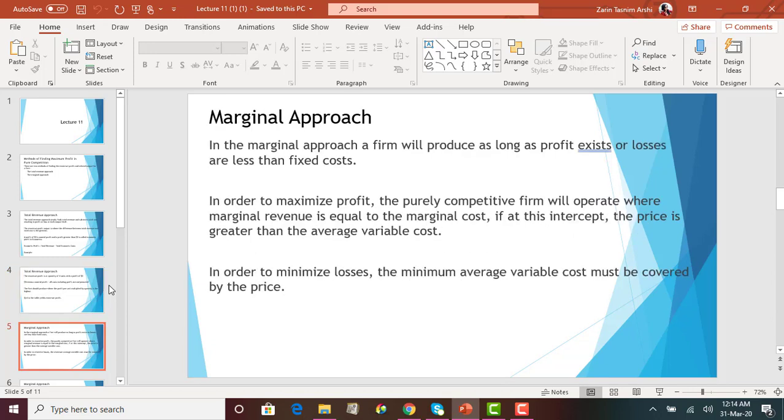Okay, so then we move on to the next method to calculate the profit maximizing point for a firm operating in a pure competition market structure. That method is called the marginal approach. So under this approach, a firm will produce as long as the profit exists or the losses are less than the fixed cost. A firm will continue to produce as long as they are making profit, or as long as their losses are less than their fixed costs. As long as they can cover their fixed costs, they will continue to produce. Even if they're making small losses, they will still continue to produce as long as they can pay their fixed costs. So that's what this approach is saying.